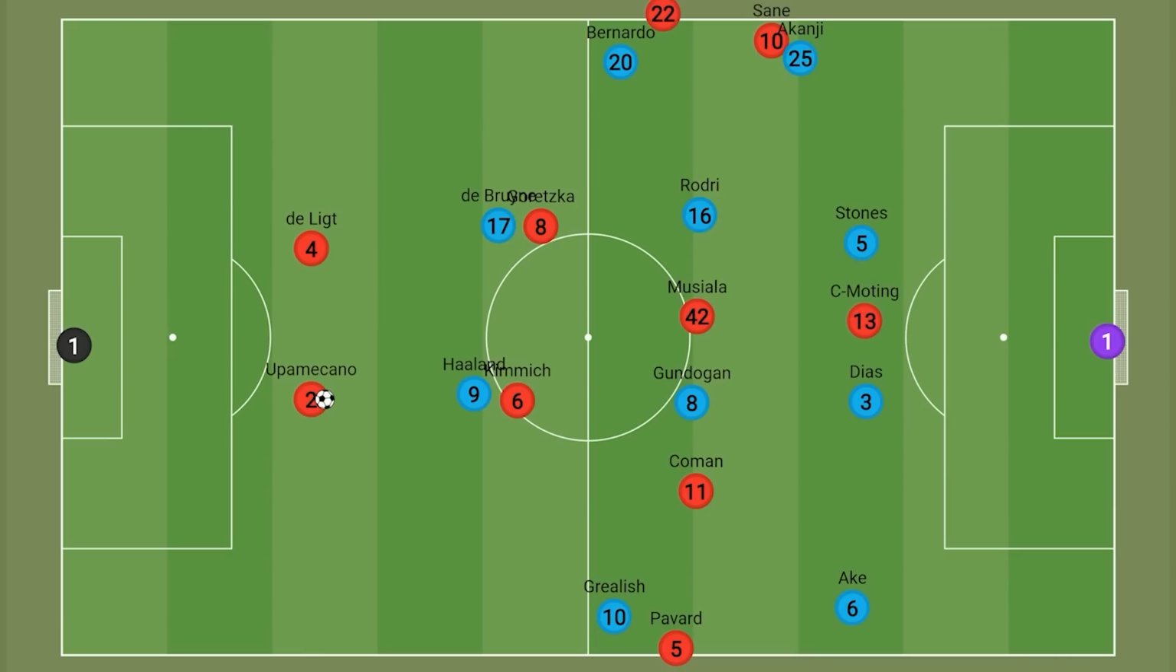And even if Choupo-Moting had remained deeper, as we discussed, Bayern tended to build with a single pivot, meaning that it could be the other pivot who would be pushing high up to cause that overload in a central region, allowing Bayern Munich to still maximize their width.